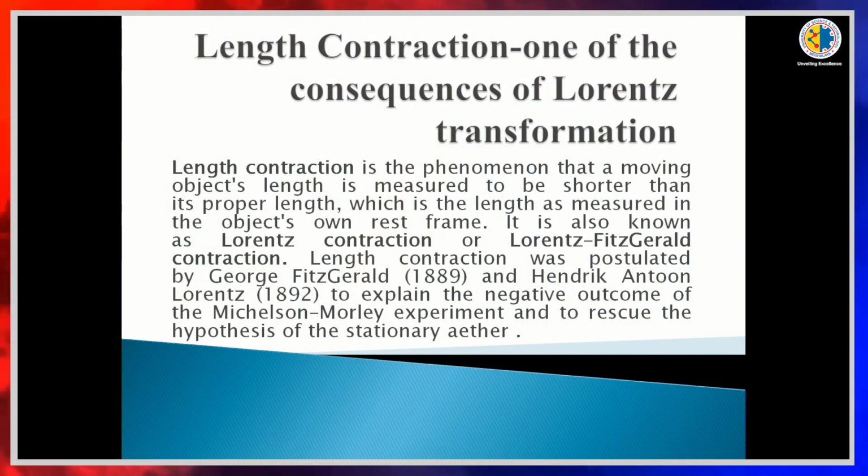Length contraction was postulated by George FitzGerald in 1889 and Hendrik Anton Lorentz in 1892 to explain the negative outcome of the Michelson-Morley experiment and to rescue the hypothesis of the stationary ether. The Michelson-Morley experiment shows that ether does not exist. So, length contraction is one of the main reasons behind this in the Michelson-Morley experiment. It is already explained in our previous classes.